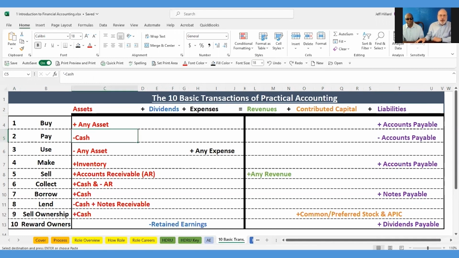The third one is use. Use is what we did with Hot Dogs or Us. Well, actually we did buy and pay, and then we did use in the third one, where we reduced the value of our inventory, our hot dogs and buns, and moved it to an expense.